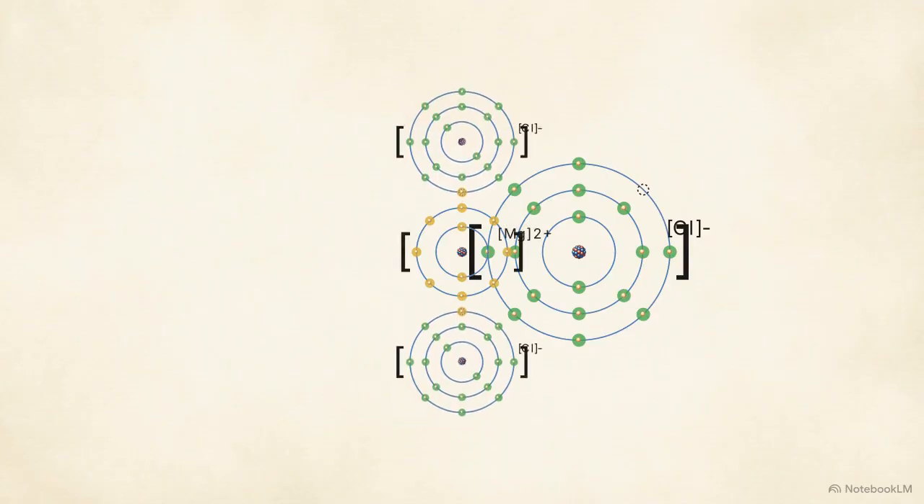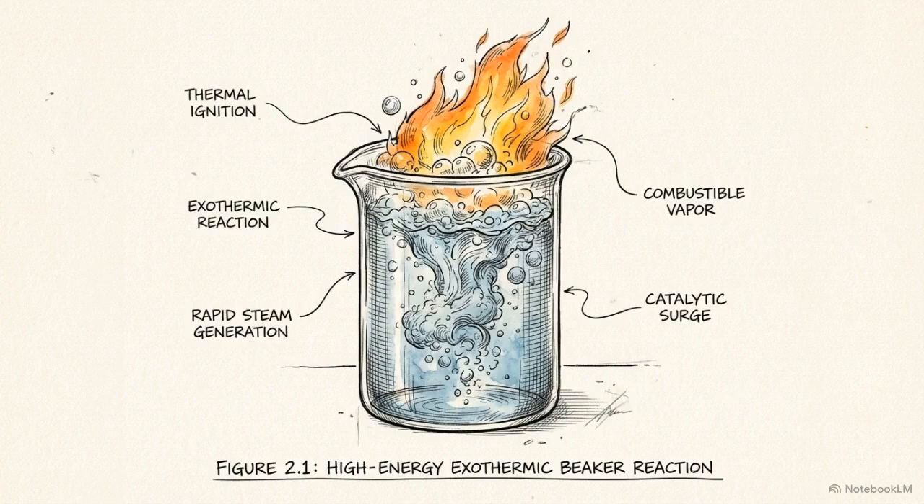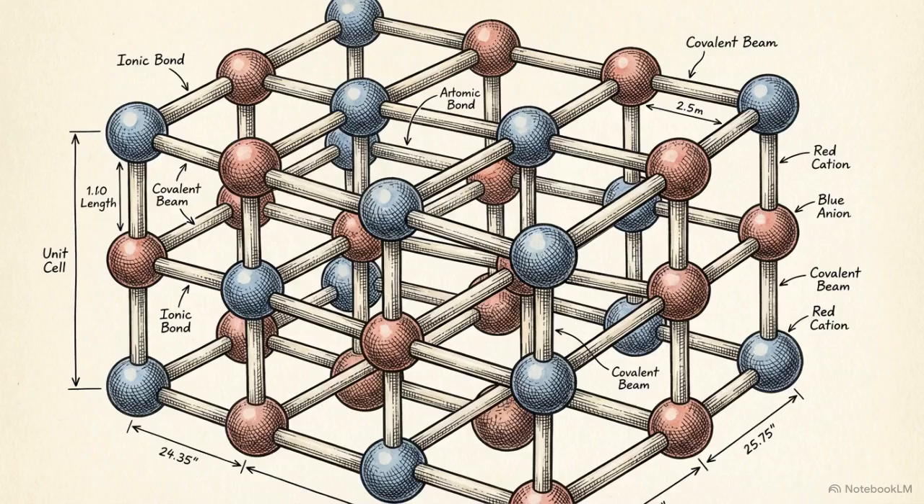Every physical trait we observe, the shine of a mirror, the ring of a school bell, or the sudden burst of hydrogen gas, is a macroscopic symptom. It is the visible result of atoms trading electrons to secure subatomic stability.